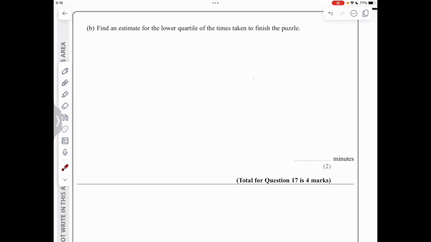In order to do this, we first need to find the total frequency. So I will be doing 4 plus 4 plus 6 plus 5 plus 4, and this gives an answer of 23. For the lower quartile, it's a quarter of the data, so 23 over 4 is 5.75, and therefore I need to go back to the histogram.